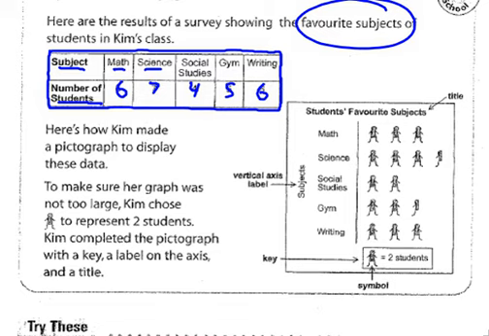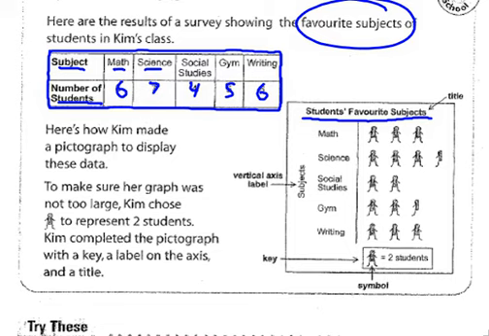So now we're going to make a pictograph. First of all, we have to put a title. That's your first step. Always put a title. And it has to say what we're looking at. So, students' favorite subjects. There we go.